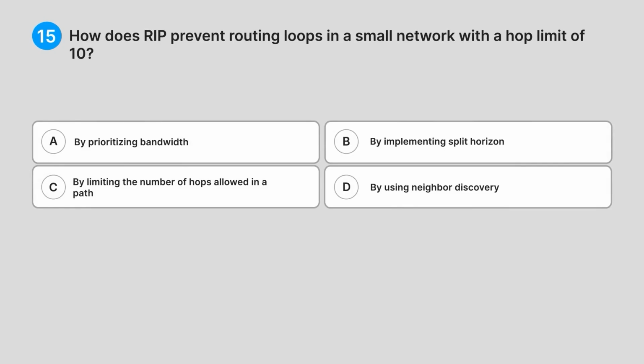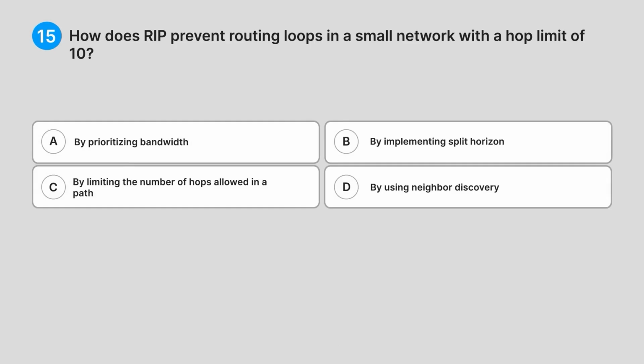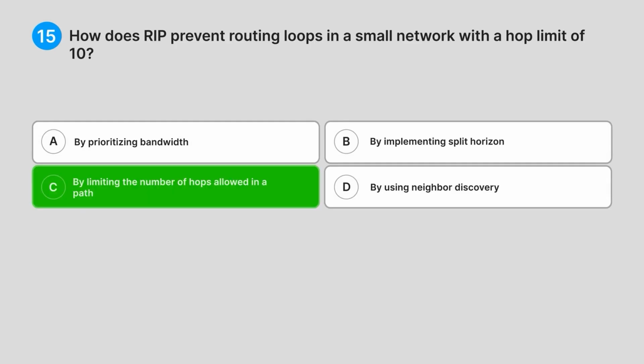15. How does RIP prevent routing loops in a small network with a hop limit of 10? A. By prioritizing bandwidth. B. By implementing split horizon. C. By limiting the number of hops allowed in a path. D. By using neighbor discovery. What do you think is the answer? Correct answer, C, by limiting the number of hops allowed in a path.